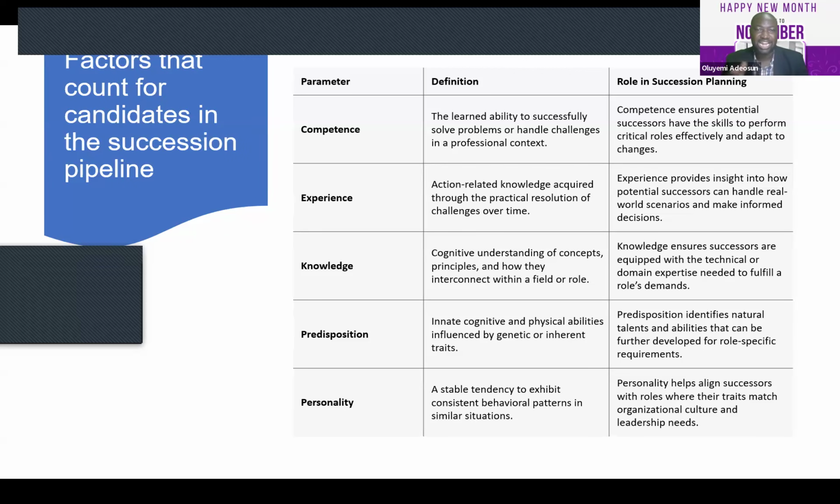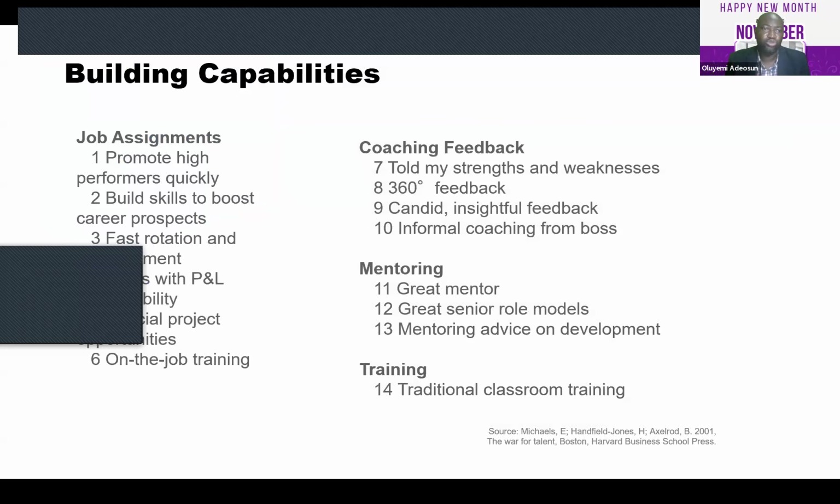So the predisposition and the personality may be slightly more difficult to shape, but not impossible. So, for example, if you get people to do this Myers-Briggs personality test and get them to even be self-aware, that's already a step in the right direction. So I hope you find this particularly useful.